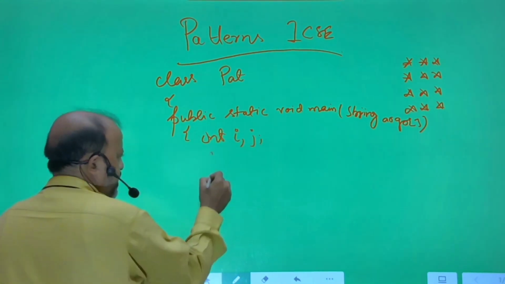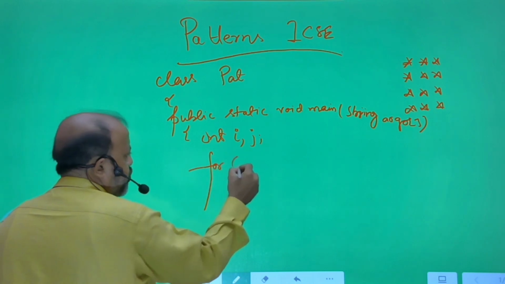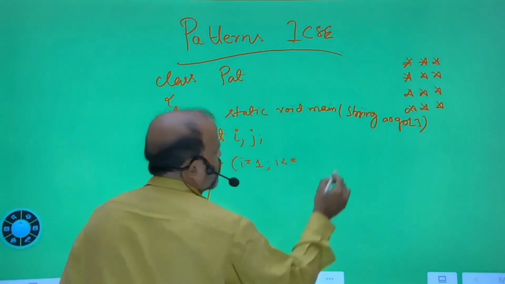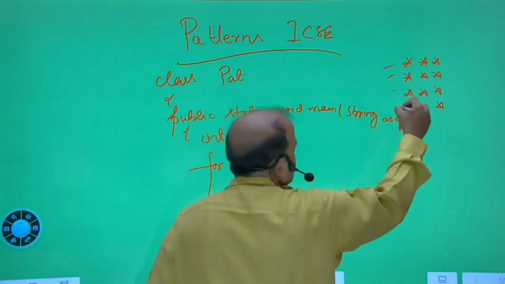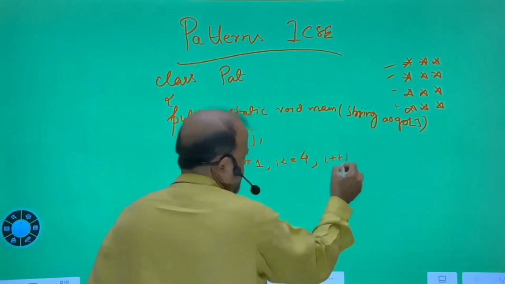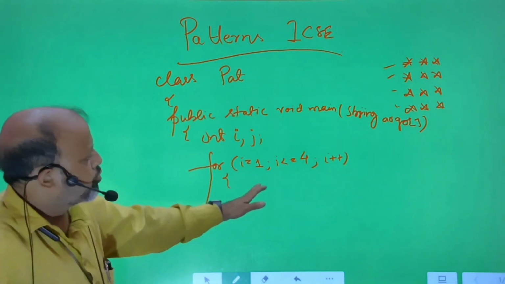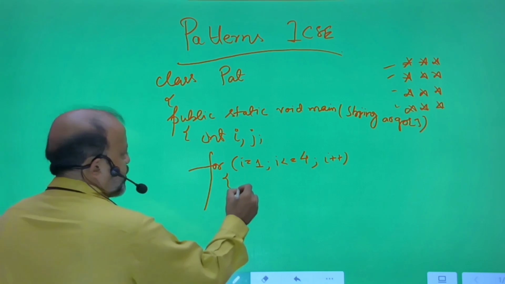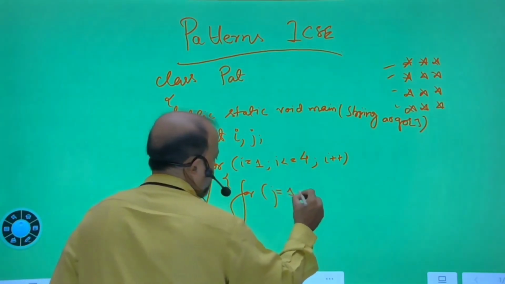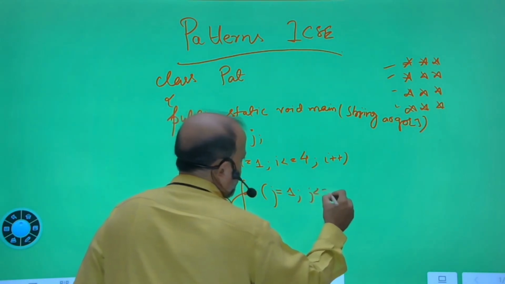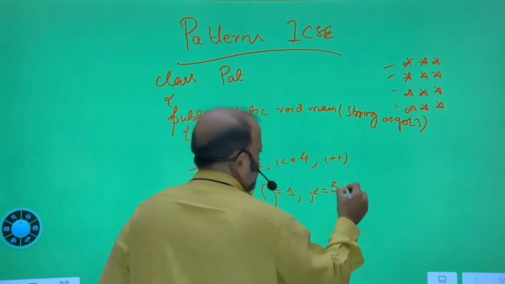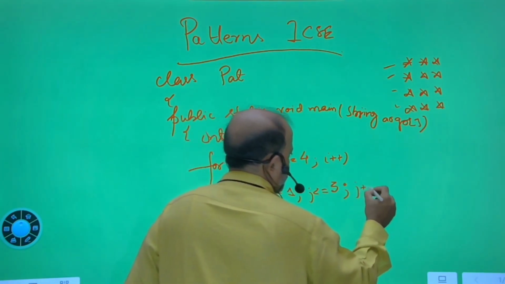Now see, in pattern the first loop is used for number of rows. How many rows are there? 1, 2, 3, 4. So this will run till 4. Normally, there are exceptions and changes, right? The first loop starts from 1 to 4. Second loop for j equals 1, j is less than or equal to how many columns? 1, 2, 3. 3. j plus plus.